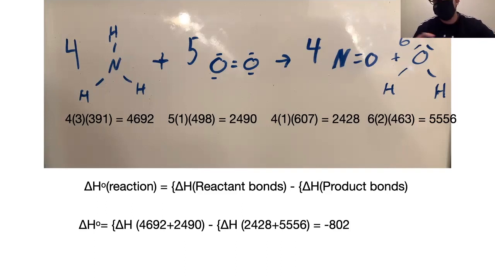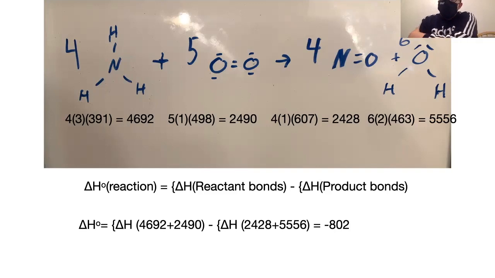2,490. On the products side of the equation, we have 4 NOs. In the NO, there's a double bond between O and N. And because there are 4 of those, we're going to want to times the bond energy by 4 in order to get the energy required to break it.